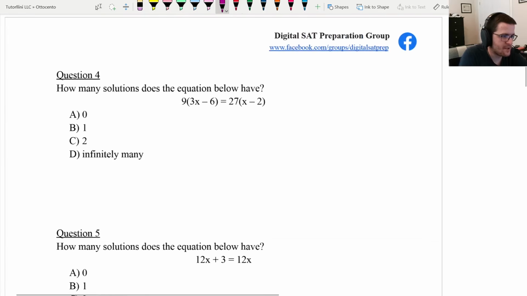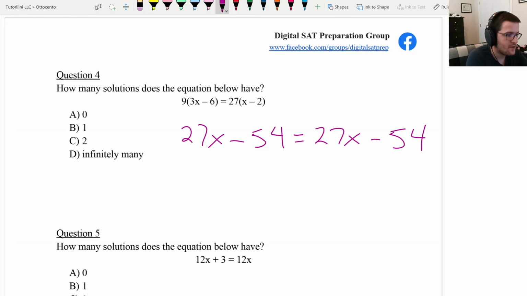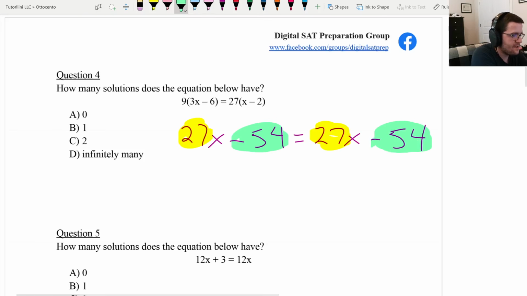Okay, for this one, I'm going to have to distribute. So 9 times 3x, that's 27x. 9 times negative 6, that's minus 54. And then we get 27 times x, that's 27x. 27 times negative 2, that's negative 54. Once again, very similar to the last one, it looks like they have the same slope and the same y-intercept. So this guy should have infinitely many solutions.